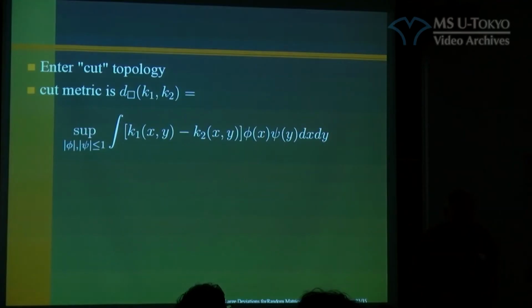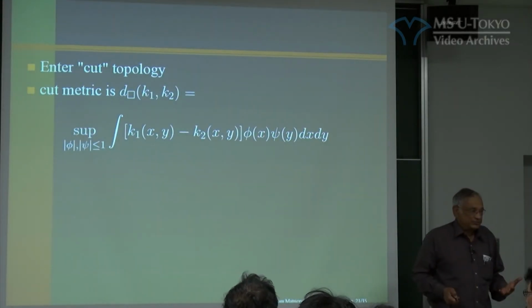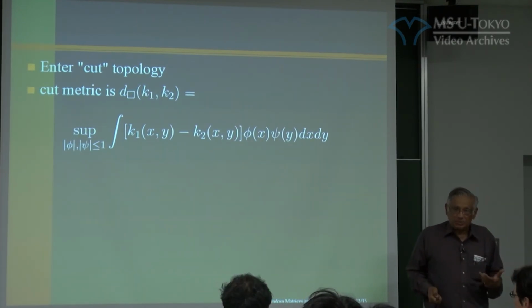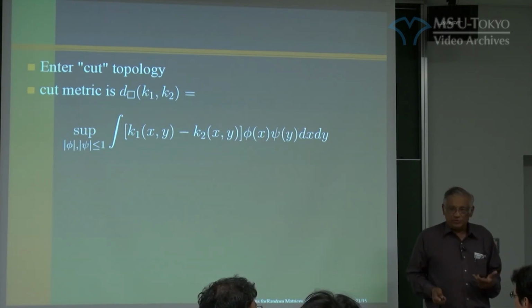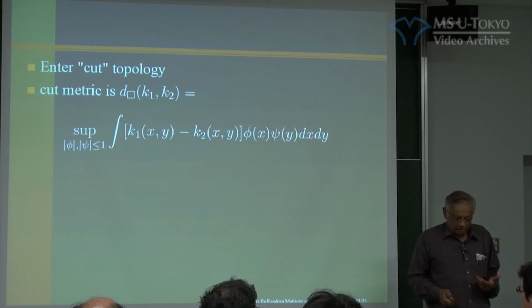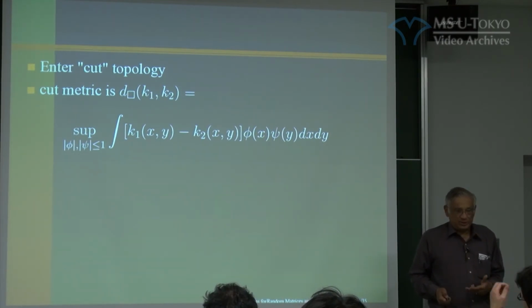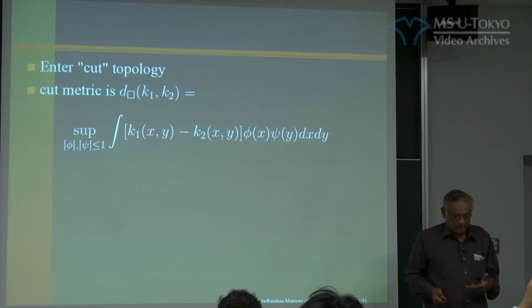So, if I want to be consistent, this should be the topology. That is a messy topology to work with, but it is equivalent to the following. In the usual L1 topology, which is a strong topology, you take two kernels, multiply the difference by a function of two variables, integrate against the test function, and take the supremum over all functions bounded by 1. In the cut topology, you limit yourself to product functions. So, you look at k1 minus k2, and take the supremum of the integral with respect to phi(x) times psi(y), where phi and psi are bounded by 1. That defines the distance between k1 and k2.